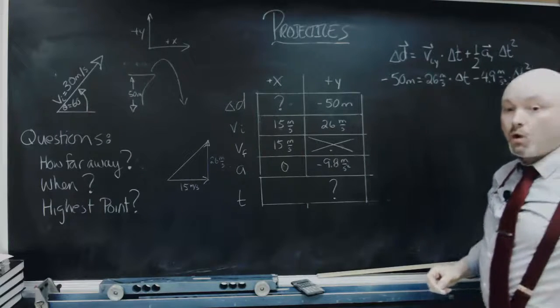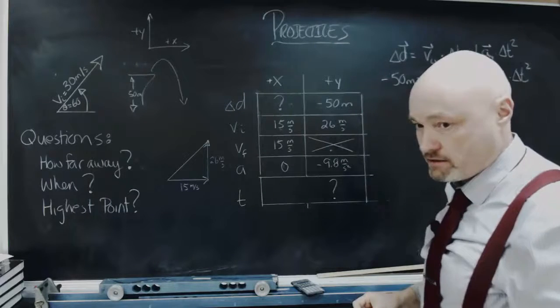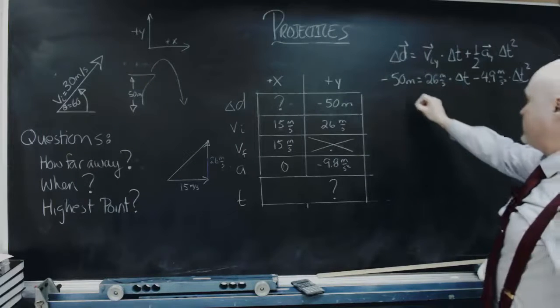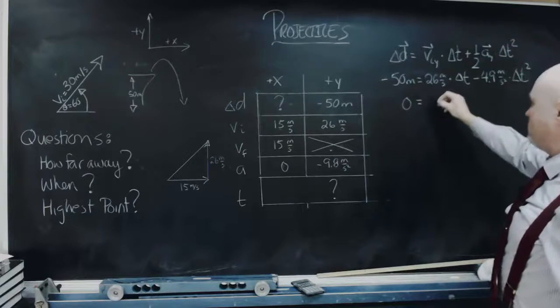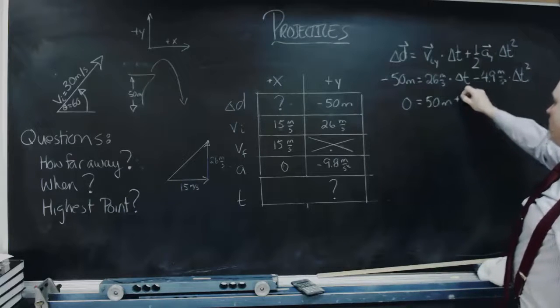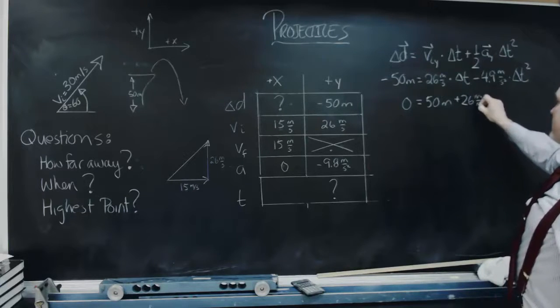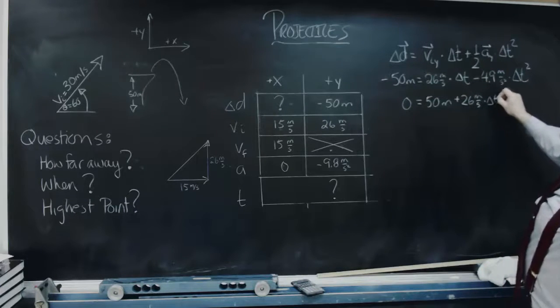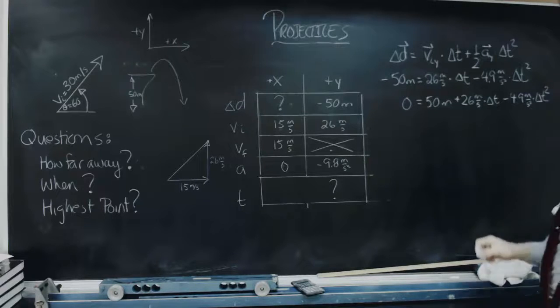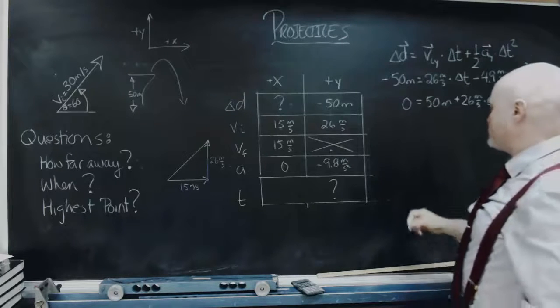This becomes a quadratic equation, and so we're going to have to figure out what our a, b, and c are, and we're going to have to make it equal to 0. Who knew the quadratic equation would pay off? 26 meters per second times delta t minus 4.9 meters per second squared times delta t squared. Okay, there's my quadratic equation.